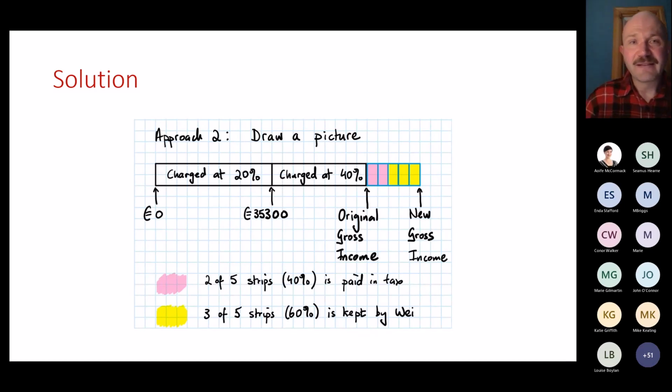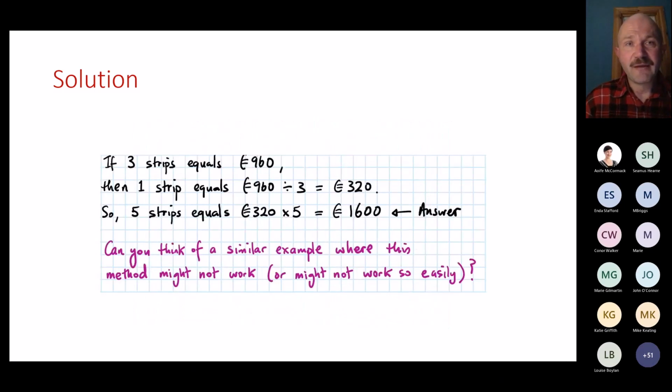And in this way, the student visualizing the problem can recognize that the 3 strips have to equal €960, so 1 strip must equal 320, and the 5 strips then, that will give us the answer, must be €1,600. And students then could be asked, well, okay, this is a great approach in this example, but can you think of a similar example where this method might not work or mightn't work so easily?